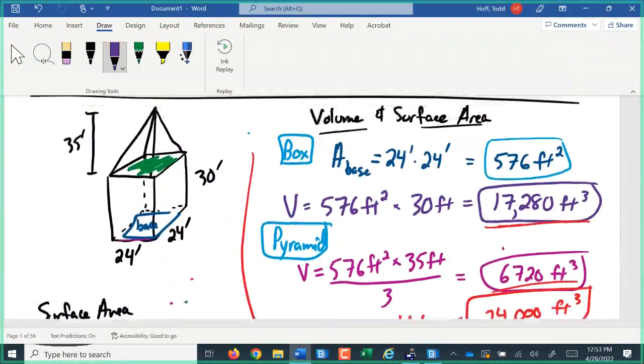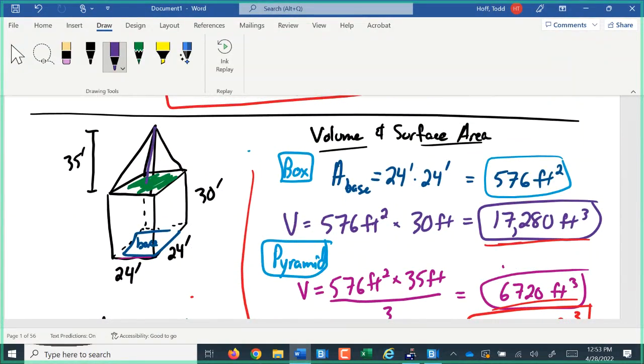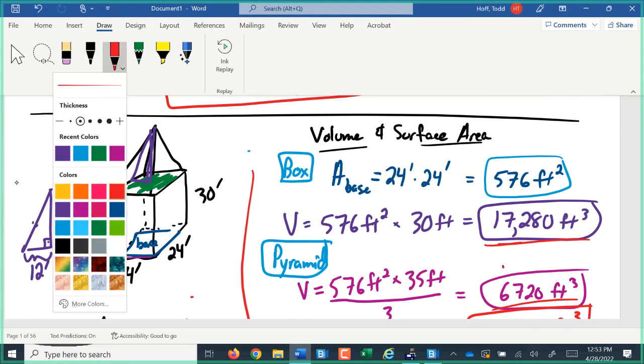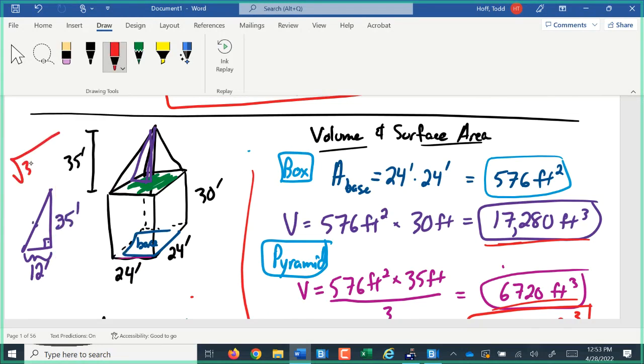So if I go up here to find the slant, I'm looking at basically this triangle here. What do I know about this part of the triangle? That's a right angle. Bottom is 12 feet, half of the length of the side of the base. This is 35, that's my height. I find this by doing 35 squared plus 12 squared, and square root it.